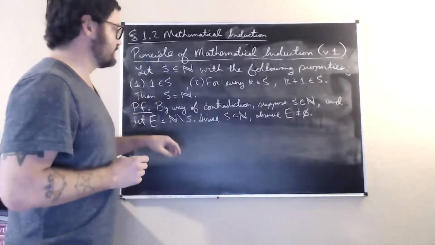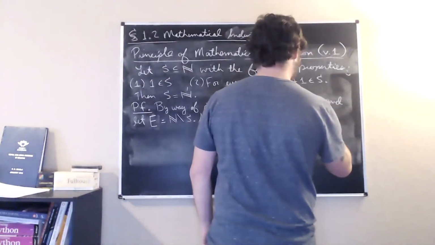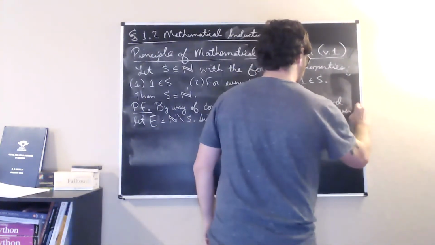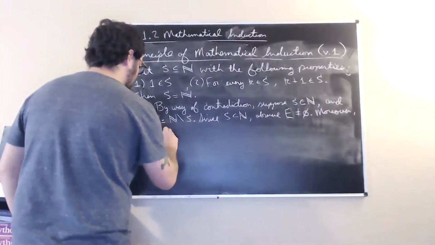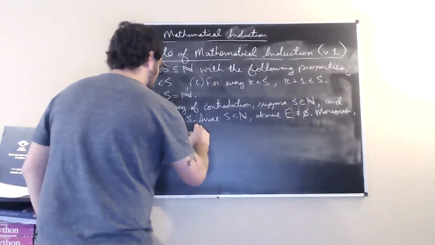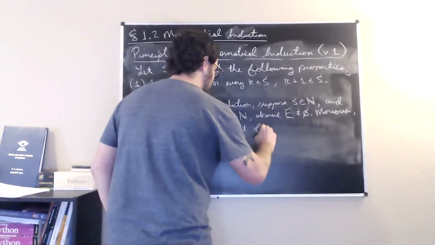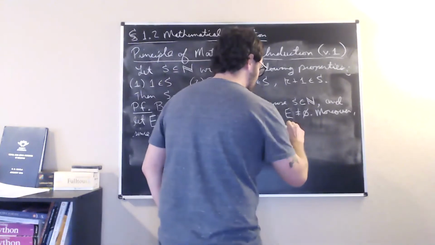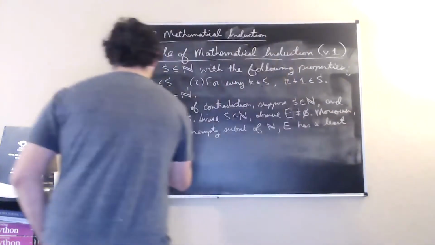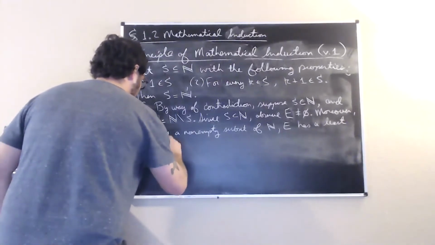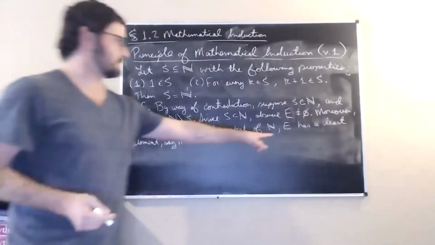So then notice that E is a non-empty subset. So moreover, since E is a non-empty subset of N, E has a least element, say M. So M is the least element of the set E.